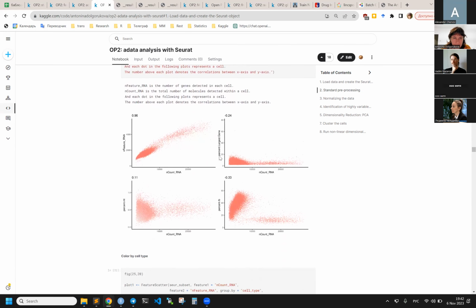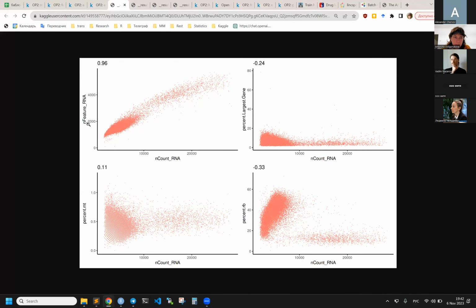So the next helpful plots are here, with number of features versus number of counts. Here we see number of features, which is the number of genes. I just didn't rename it, it's the standard naming in Seurat. It means the number of different genes in a cell versus the number of gene copies.